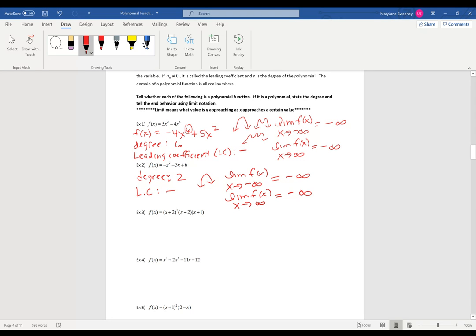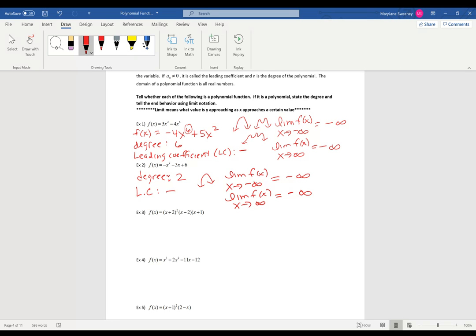Now the next one, the problem is it's not written like a polynomial like the previous two. Some people might think, oh, I'm going to have to FOIL that all through. Well, no, you don't, because we only care about what the leading term is doing, because that tells me the degree of the polynomial. It also tells me whether the leading coefficient is positive.